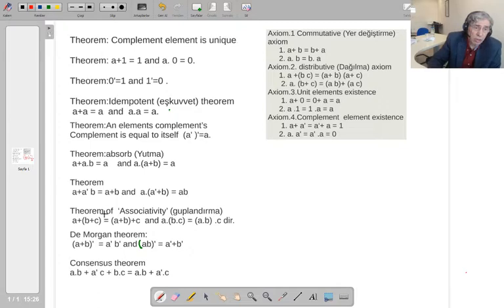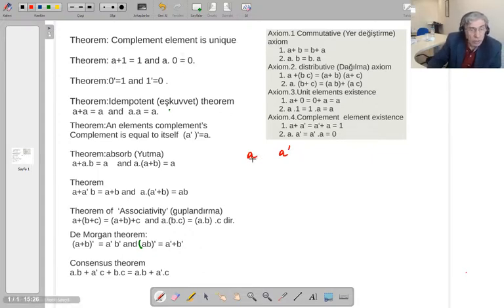So let's look at the theorem. I'm going to do this example here. The theorem says the complement element is unique. That means if you've got an element A, the complement of this, we show it like that, is unique. There cannot be more than one complement of the same element. This is what the theorem says.